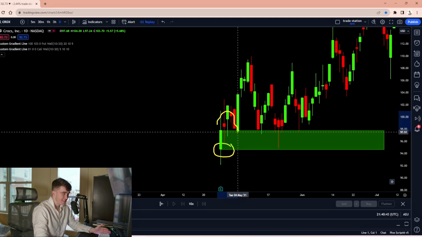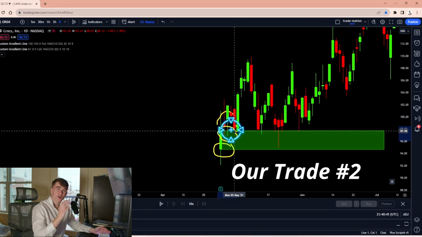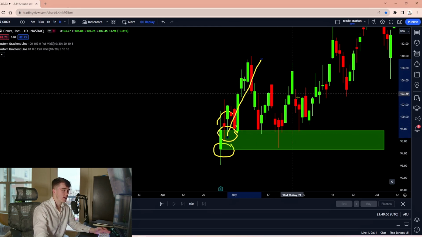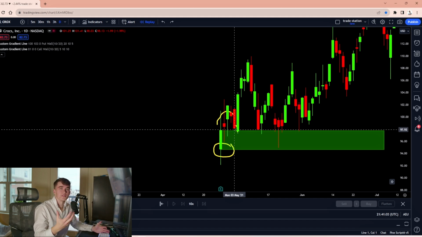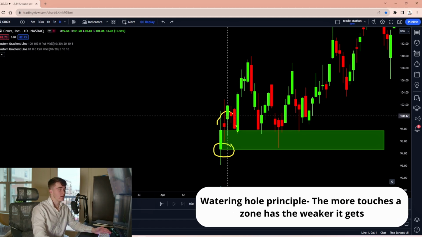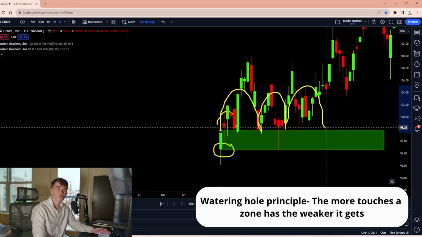And any dips into that level on the first bounce is our highest chance that the liquidity is fresh and it will continue to bounce off. The reason we set it to the first bounce is because that's when liquidity is freshest. The water and hole principle states that the more times you touch a zone, the more orders get absorbed and the weaker it's going to be.